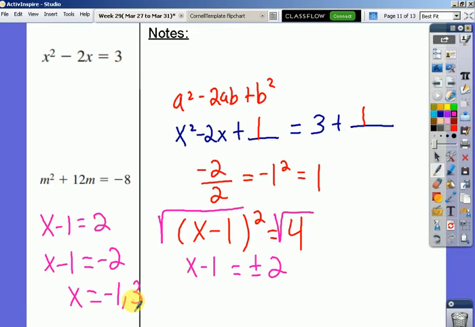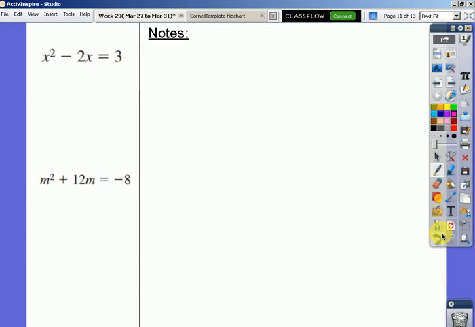Sometimes your answers are not very nice, and that is the case with this next one. We're almost done here. We have one more problem to go after this one that I've got to show you. If we look at this one, we're going to complete the square like we did before. So walk me through the process. m squared plus 12m plus a blank equals negative 8 plus a blank. So what do I do first?